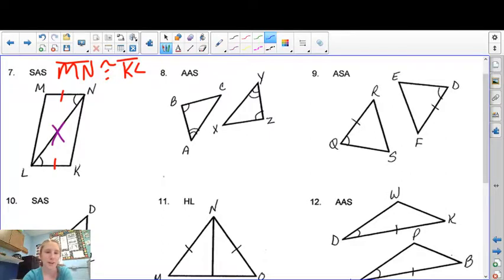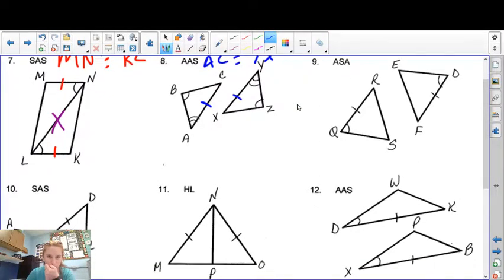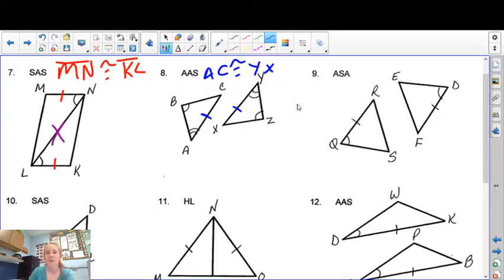Now for number 8, I need angle, angle, side. So I have one angle marked, I have another angle marked, so it has to be the other side. So this one's AC. And then I have angle, angle, side, so I need AC is congruent to YX. All right, I've got some ASA in the next one. So I need my other angle, and again, that side has to be in the middle, so the only other chances it can be are R and F.